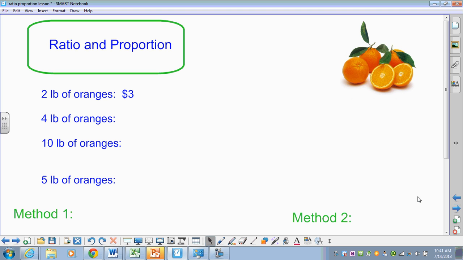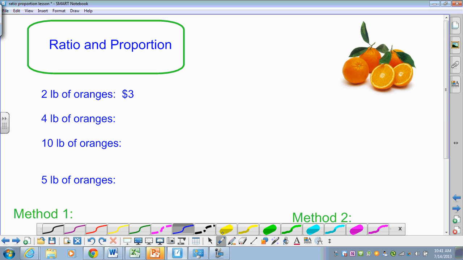So once again, we always begin these examples in our video series with very simple examples, and from there we're going to build up towards more complicated ones. In this basic example, we are told that 2 pounds of oranges equals $3. The question is to fill in the blanks first of all. What will be the cost of 4 pounds of oranges, 10 pounds, and then eventually 5 pounds? And then we're going to build from there.